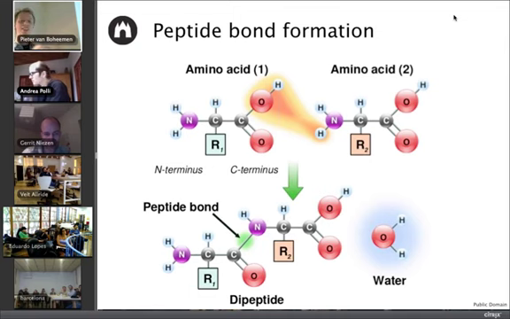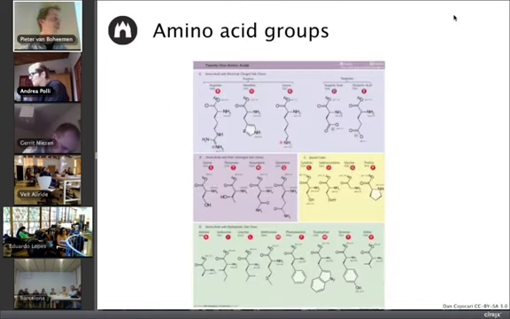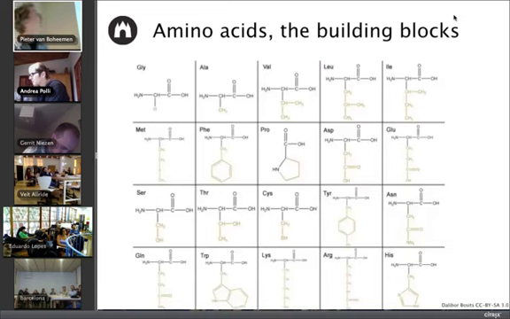So the cell can make this using certain enzymes, and they can make long chains out of amino acids. So they can, for example, start with alanine, which is a very simple amino acid. It only has a CH3 side chain, and then it can link that to different amino acids. So it can make a long chain of this. And then the order of these amino acids is coded in the DNA. So DNA sets the order of these.